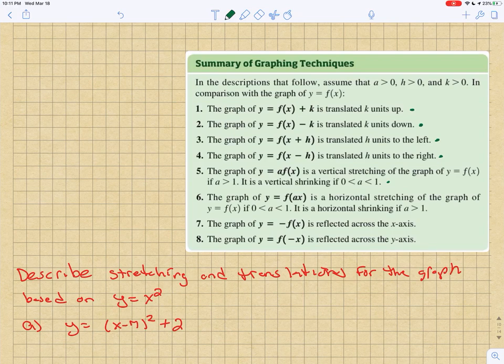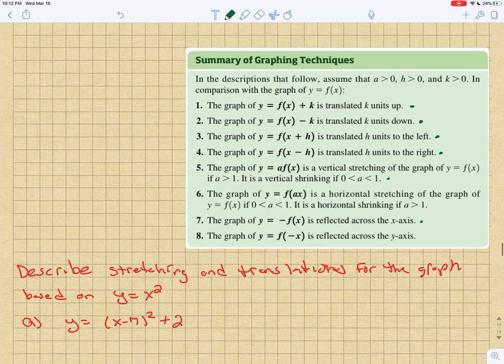The graph of y equals f of a x is a horizontal stretching of the graph of y equals f of x if a is between 0 and 1. And again, bizarro world: a fraction between 0 and 1, you think it's going to make it smaller, but it's going to make it bigger. If that a value is greater than 1, it's going to shrink it, where you want to think it's going to make it bigger because that makes sense, but it's bizarro world. So when a is greater, it shrinks.